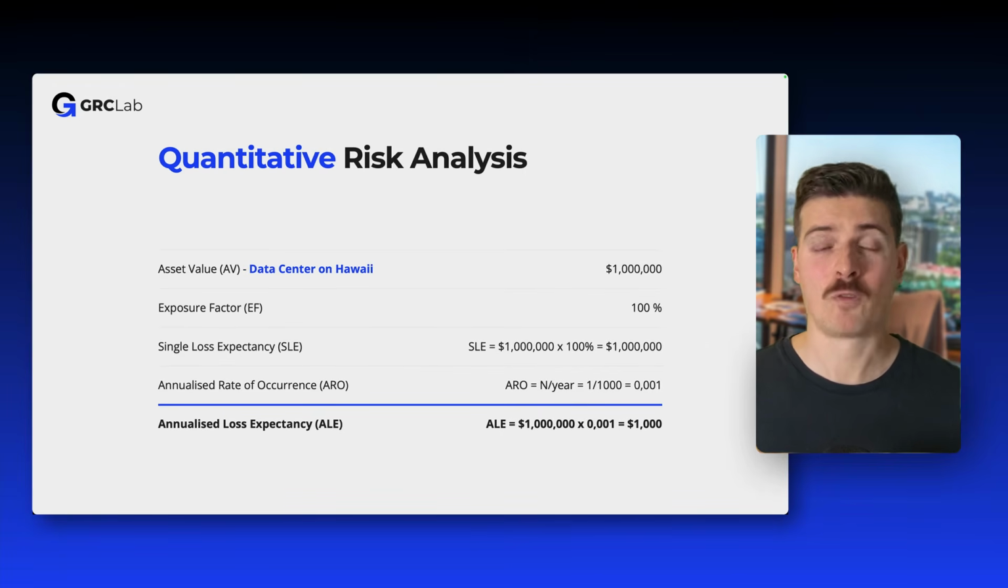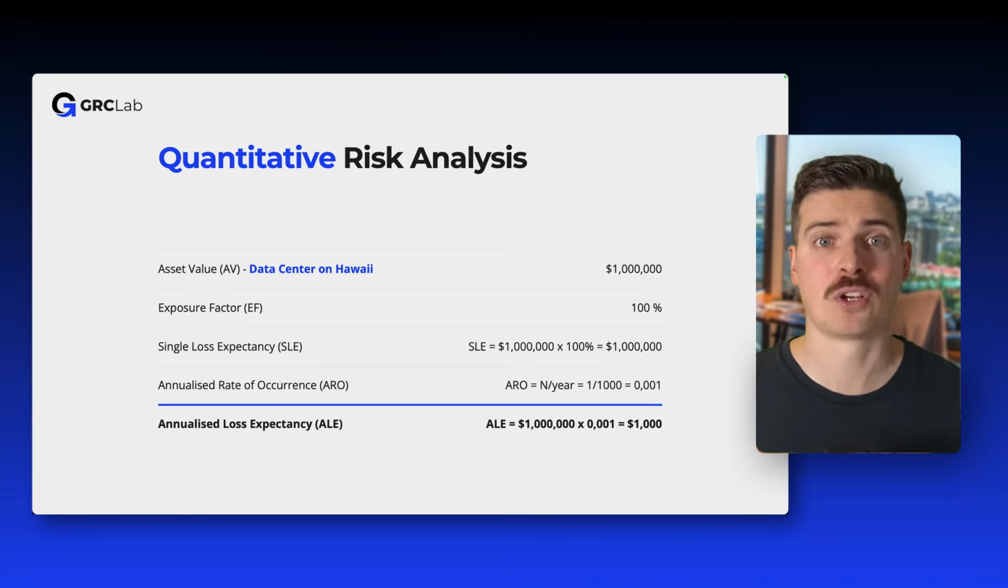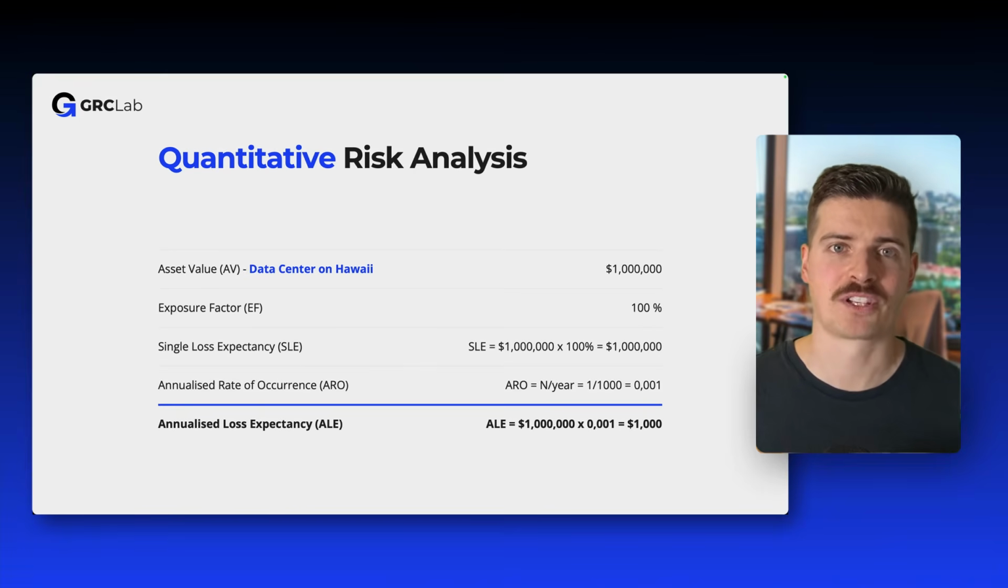Now let's analyze our volcano risk with this methodology as well. For the sake of simplicity, we'll assume the value of the data center is $1 million. If the data center is hit by a volcano eruption, then there would be nothing left of it. Therefore, we set the exposure factor to 100%. The single loss expectancy, which is described as the product of asset value and exposure factor, is $1 million as well. This means that every time the volcano erupts and hits the data center, the entire asset value is destroyed.